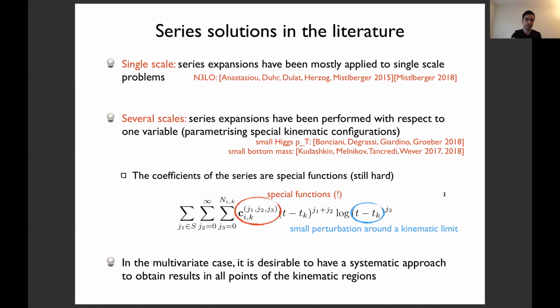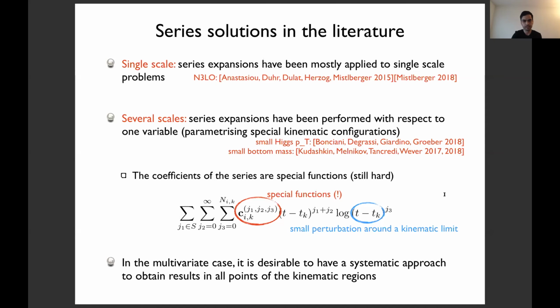Of course, I have to say that series solution strategies are not new in the literature. Nonetheless, they have been mostly used for single-scale problems, and probably one of the most spectacular results using this method has been the computation of the N-cube leading order cross-section for the X. If we have general scales, the problem is much more complicated. And the reason is the following.